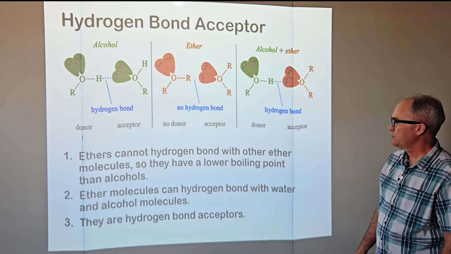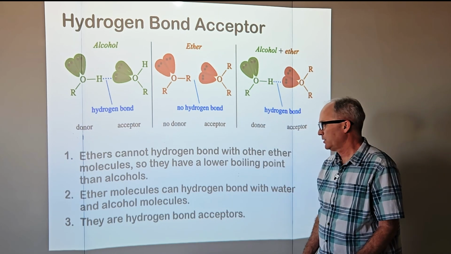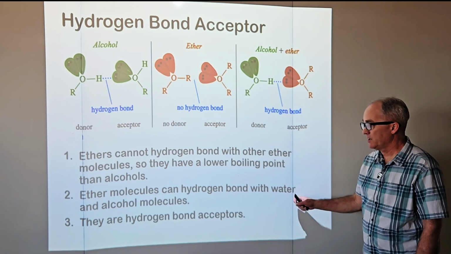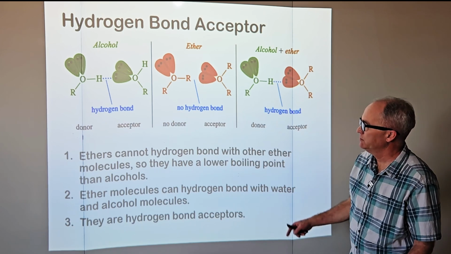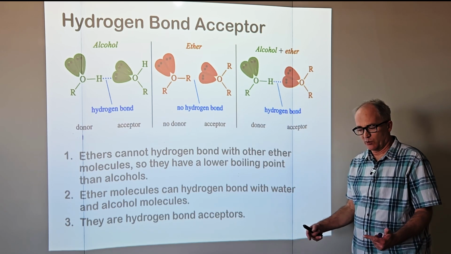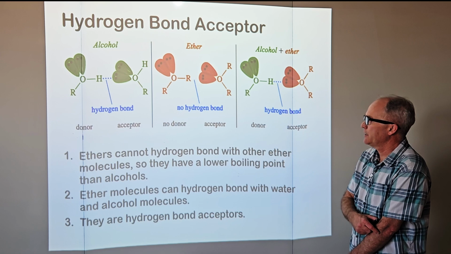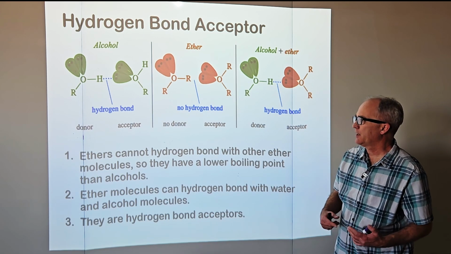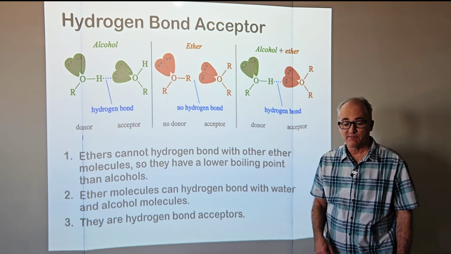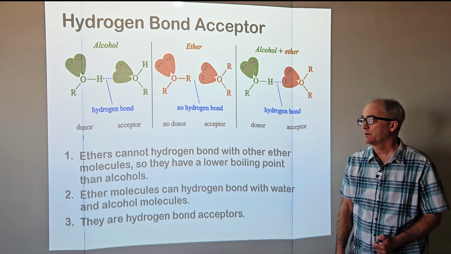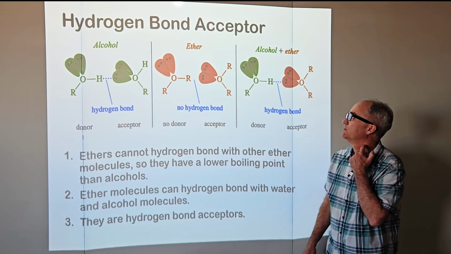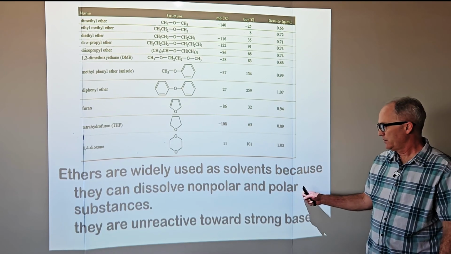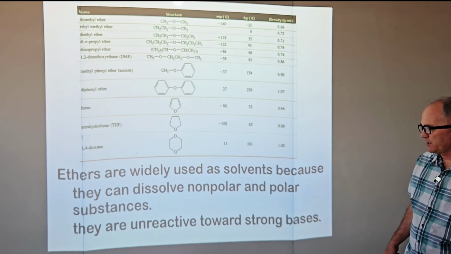Ethers cannot hydrogen bond with each other, so they have lower boiling points than alcohols. Ether molecules can hydrogen bond with water and alcohol, so ethers can absorb moisture out of the atmosphere. Chemists work real hard to get their ethers very anhydrous, probably for all that organometallic chemistry like Grignard reactions. Ethers are widely used as solvents because they can dissolve nonpolar and polar substances.